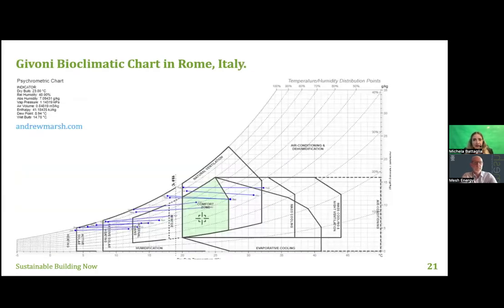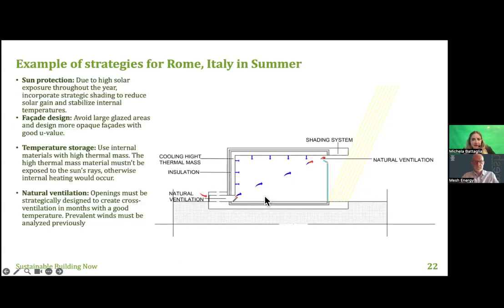Here we are in Rome. Rome also has a Mediterranean temperature, and if we incorporate passive design strategies, we are able, as you can see here, to not turn on the air conditioning, and also not turn on the heating during the winter. Here we can see that we can also implement natural ventilation and high thermal mass. This is a typical example that can be implemented in Rome during the summer.